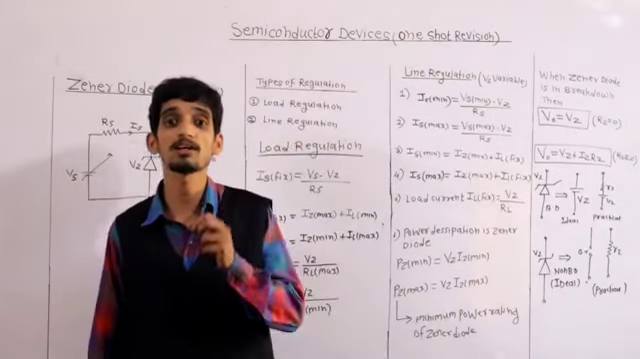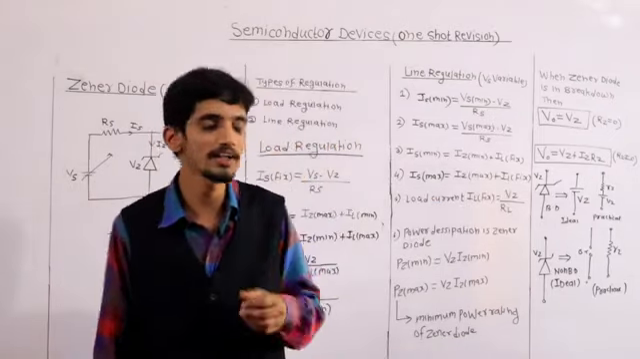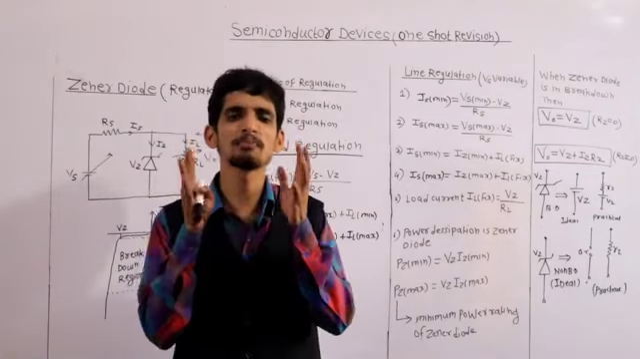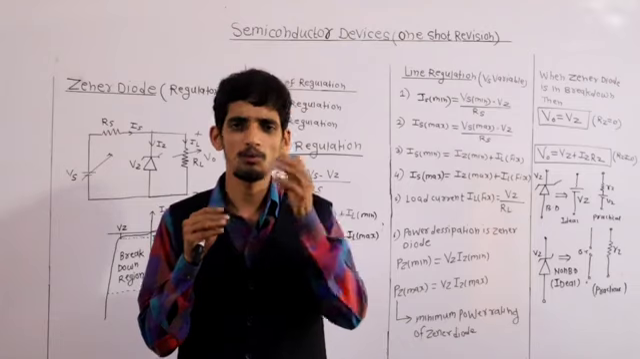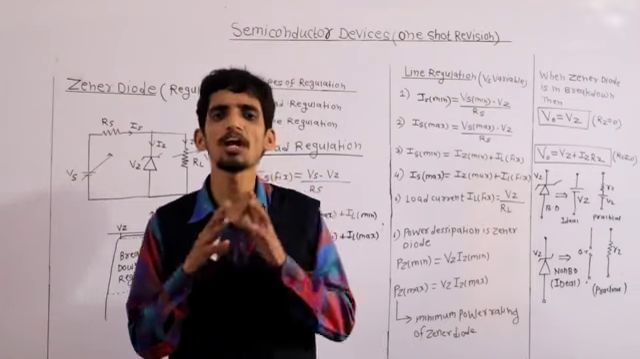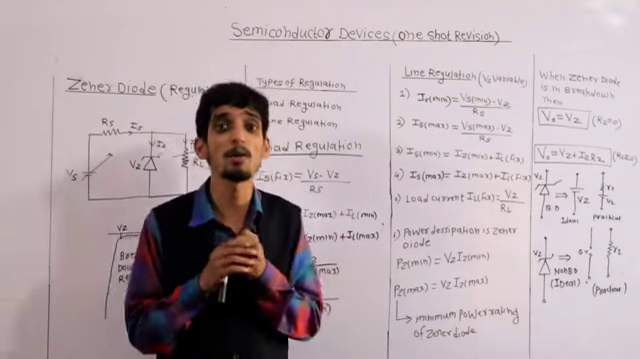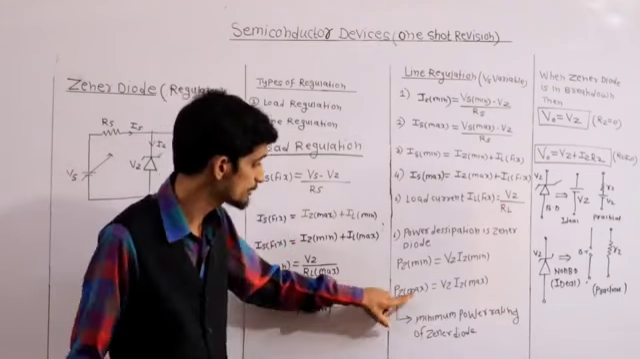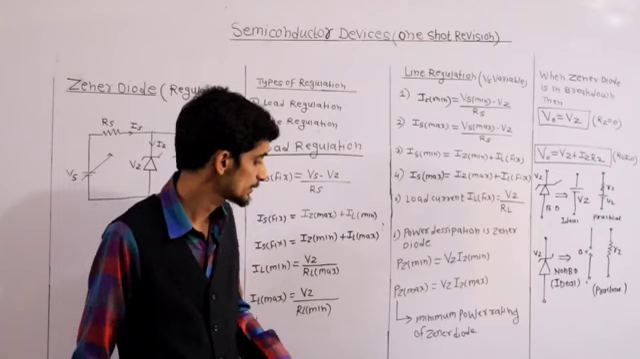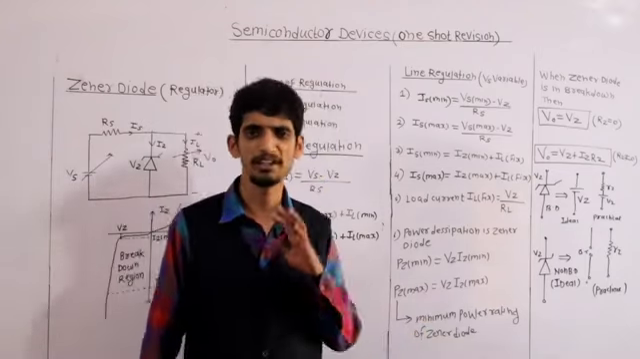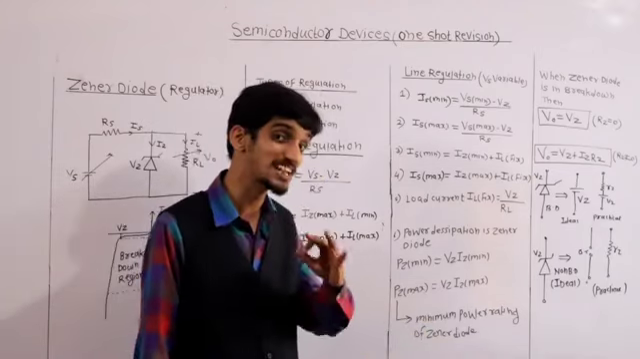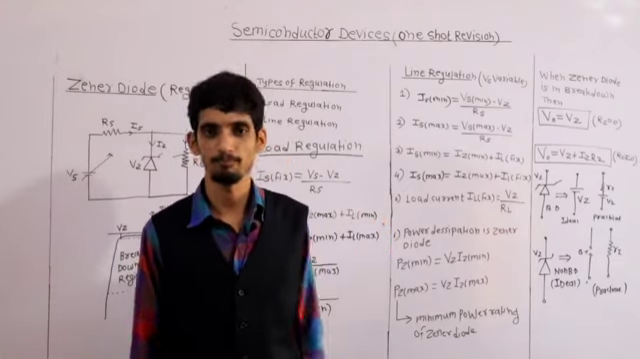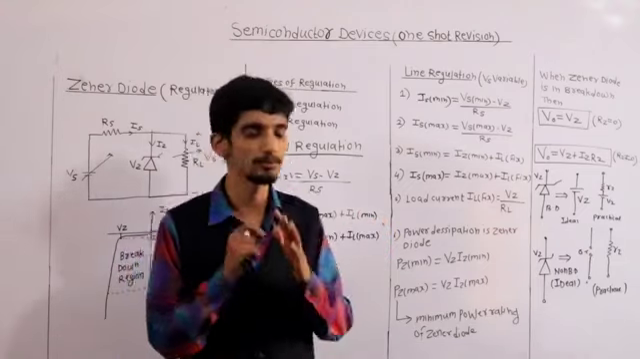Many times students are confused. They think minimum power rating means they calculate Pz min. No, minimum power rating means maximum power. This is a limit beyond which you cannot operate. This is a restriction to operate the Zener diode beyond Iz max. Clear? So that's why this Pz max is Vz into Iz max. This is called minimum power rating. Minimum power rating means Pz max only, and minimum power dissipation means Pz minimum. Clear? So this is an important point.